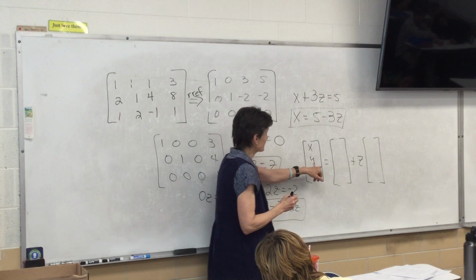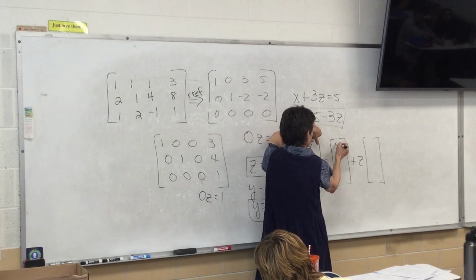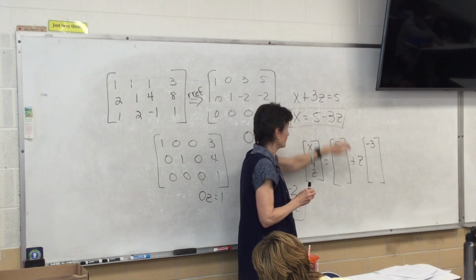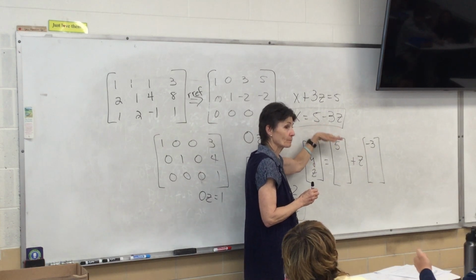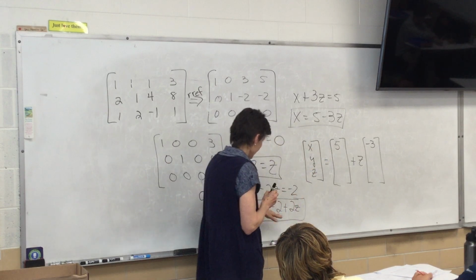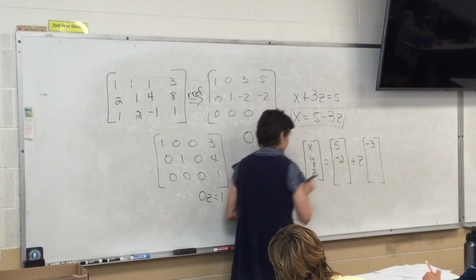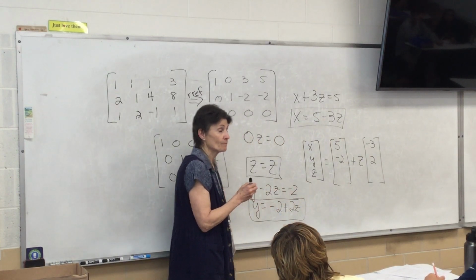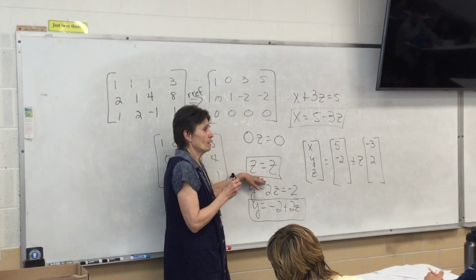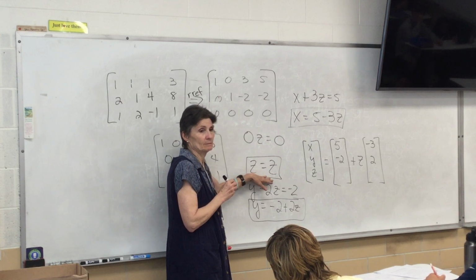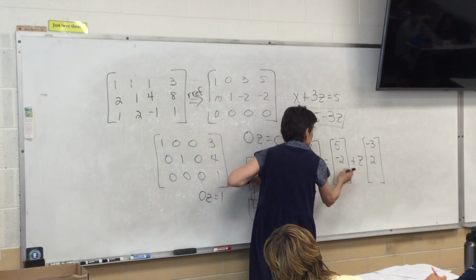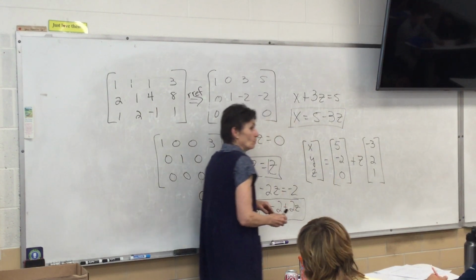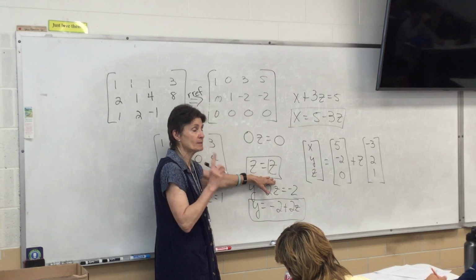So x, for example, its number part is 5, and its z piece is negative 3. You see how I did that? Well, what's y? His number part is negative 2, and his z part is 2. Well, what about z? What's his number part? 0. What's his z part? 1. Not 0. 1. That's 1z. Z is 1z.